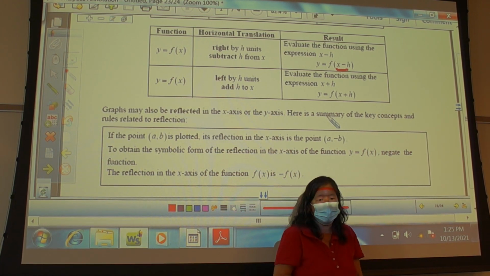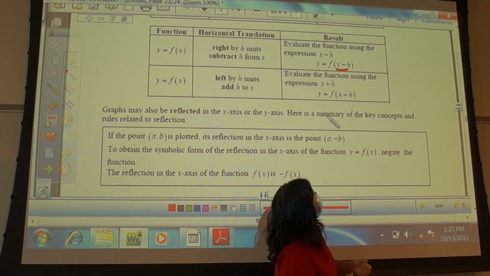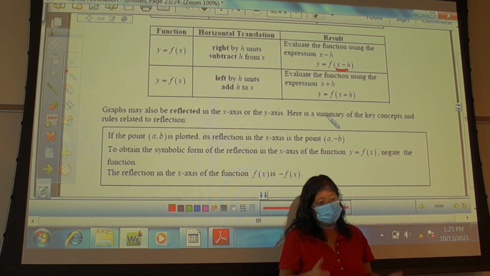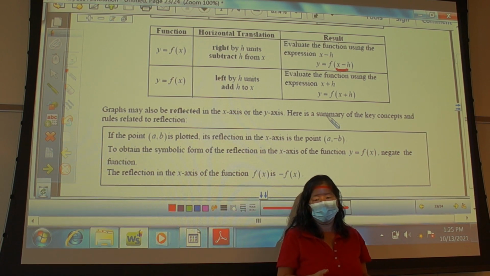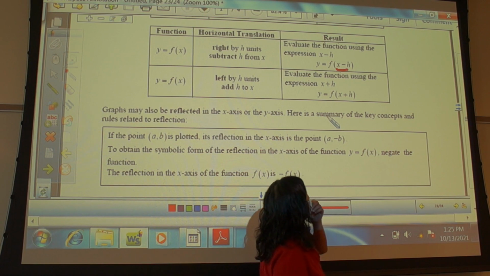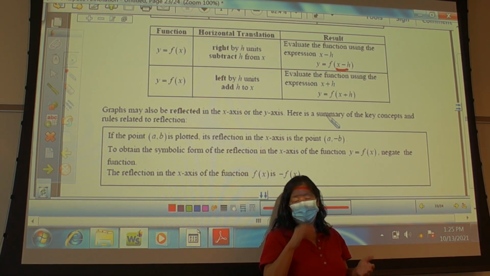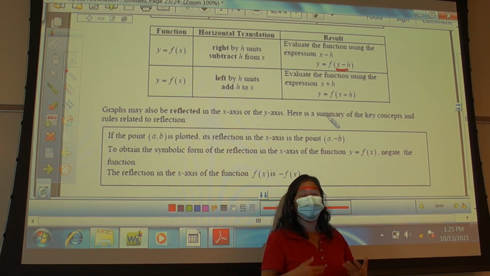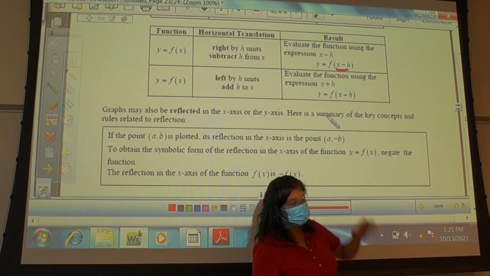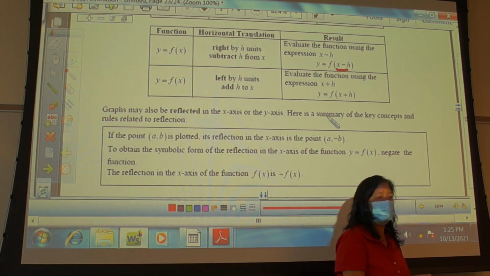So if I want x to be bigger, I need to subtract the amount that it should be to make x, so that x can be larger and still have the same result. If you understand that, that's fine. Just get used to it, write somewhere on your notes so you remember it, that left-right is on the inside, and you subtract to go right, you add to go left.